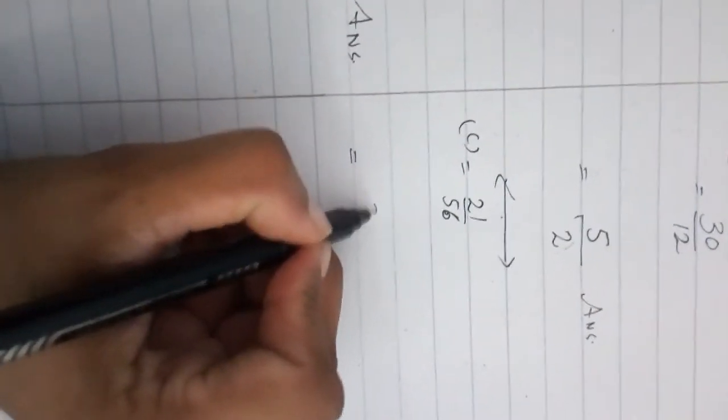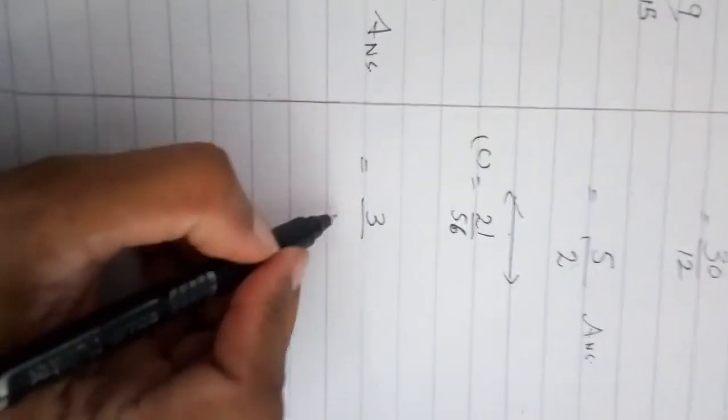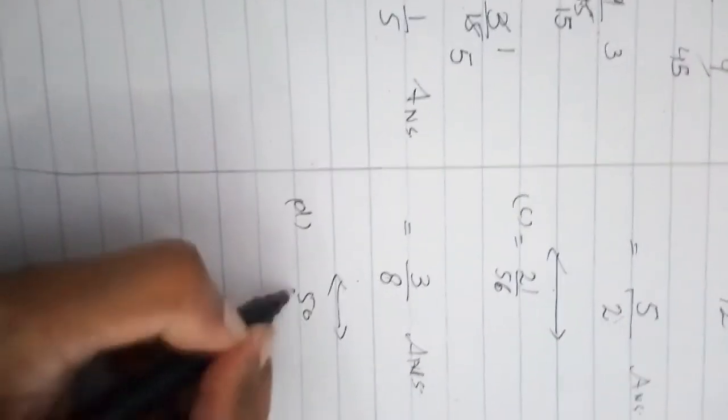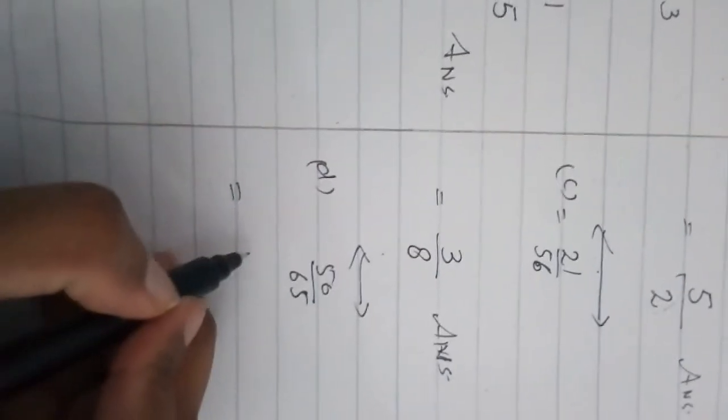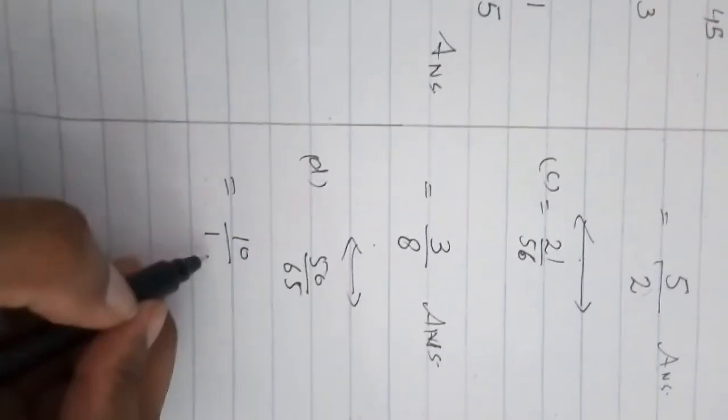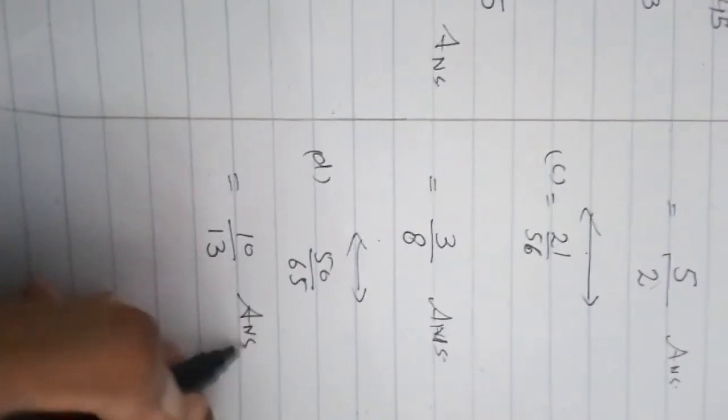The third is 21 over 56. On which table can they both be divided? 7 3s are 21 and 7 8s are 56. So 3 over 8 is the answer, its lowest form. Okay. The D part is 50 over 65. As you can see, it is easily divisible by 5. 5 10s are 50, and 5 13s are 65. So 10 over 13 is the lowest form of 50 over 65. In this way you can do this task easily.